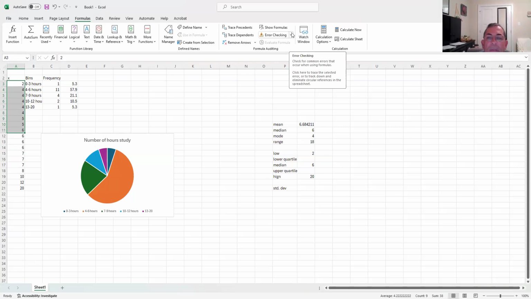All right, so of them 9 numbers on the lower quartile, I'm looking for the middle number. So that'll be the 5th number. So 1, 2, 3, 4, 5. My lower quartile is a 4.